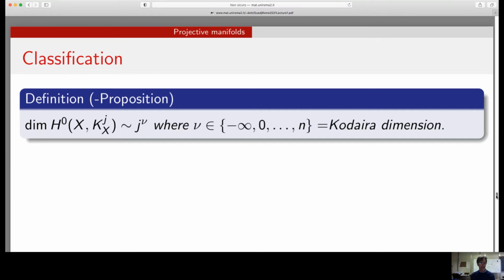Minus infinity means that these H0(X, K_X^j) are all just 0. 0 means that they are essentially one-dimensional, so they grow like 1 when j goes to infinity. The dimension grows like 1, and otherwise they can grow at any integer rate between 0 and n.